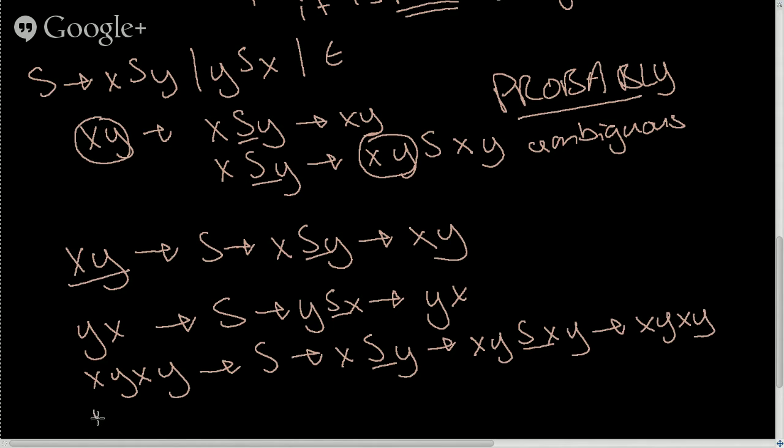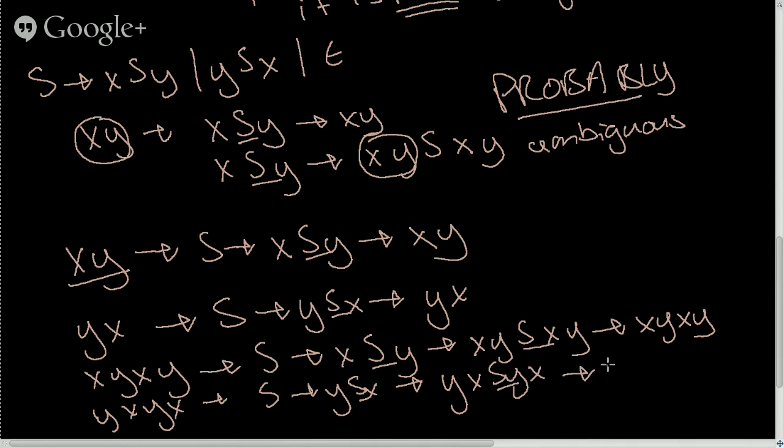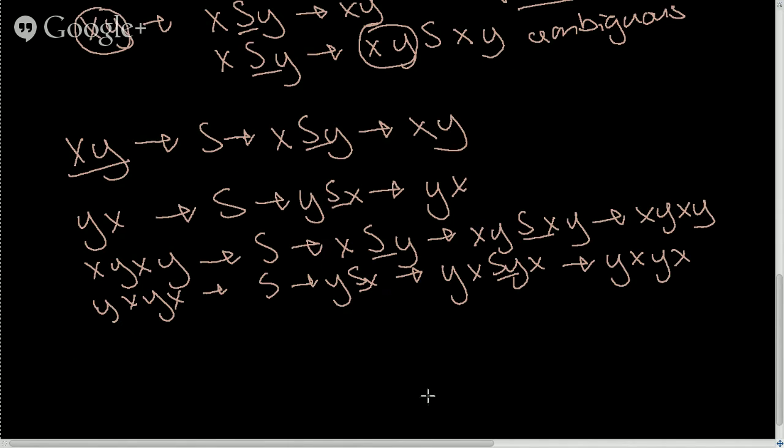If you want to make the string YX, same thing, S goes to YSX, this S would go to XSY, so that would give you YXSYX, and this S would go to epsilon, giving you YX. And you can keep going if you want to. I'll show you another one.